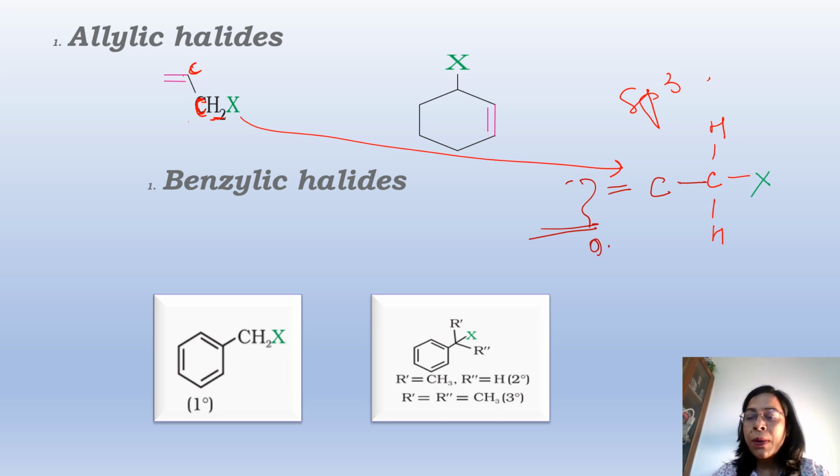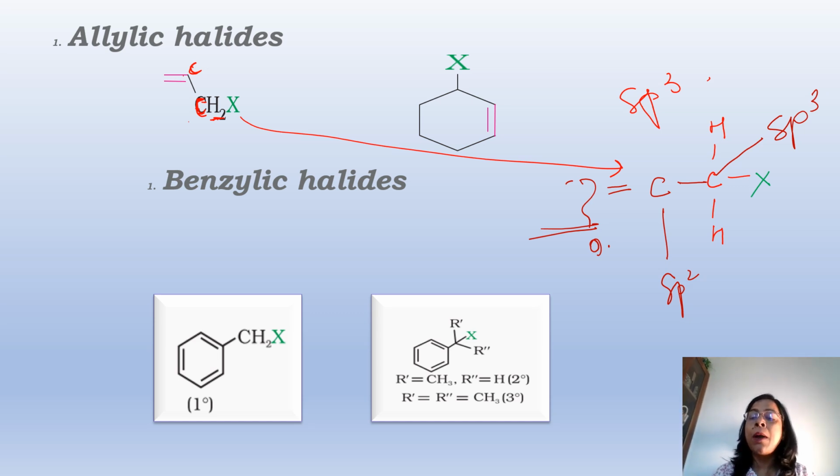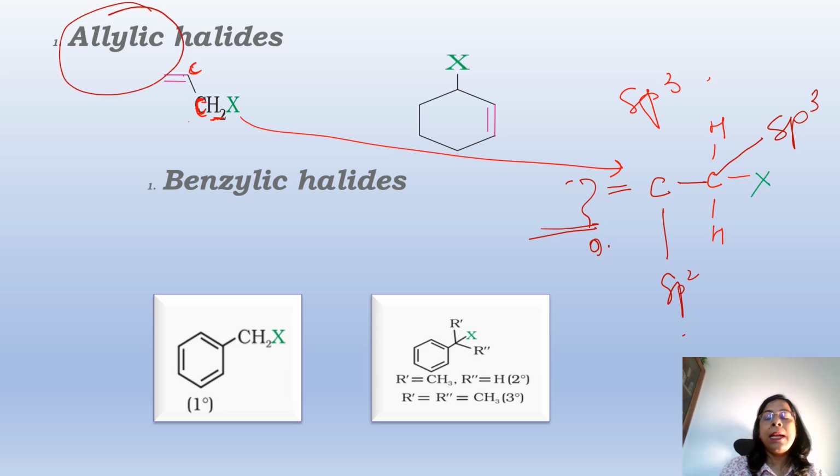So if we talk about hybridization in this case, this would be an sp2 hybridized carbon, and this would be an sp3 hybridized carbon. You see that the carbon to which X or halogen is attached is sp3 hybridized, but the neighboring carbon is sp2 hybridized. Why is this sp2 hybridized? Once again, let me tell you. This is sp2 hybridized because it has a double bond on the back side of it, which we can easily see. Such types of compounds are known as allylic halides.